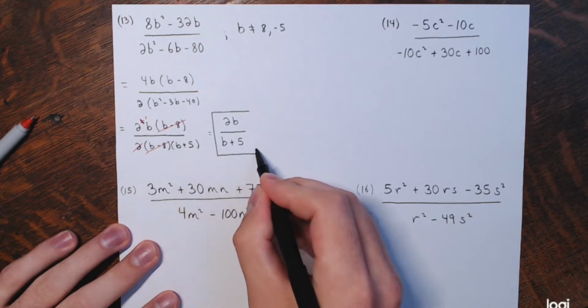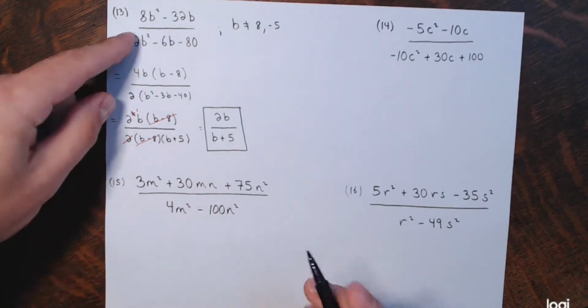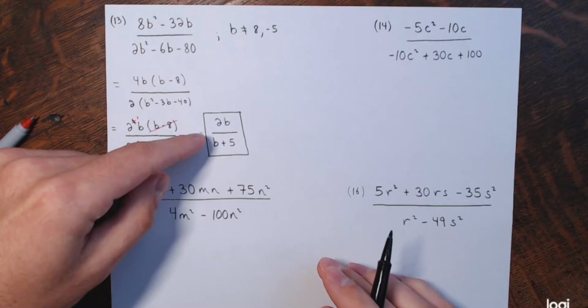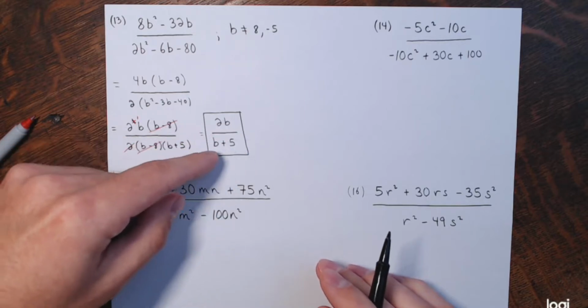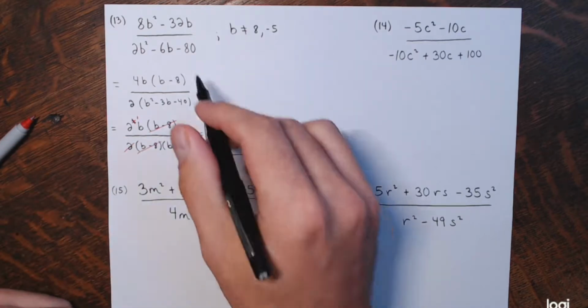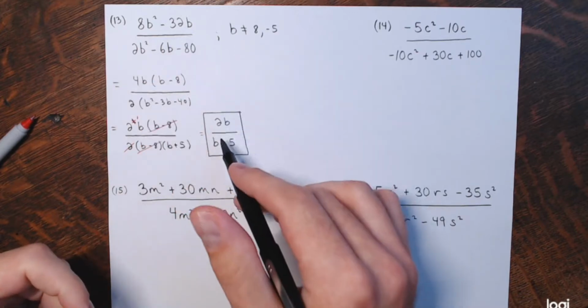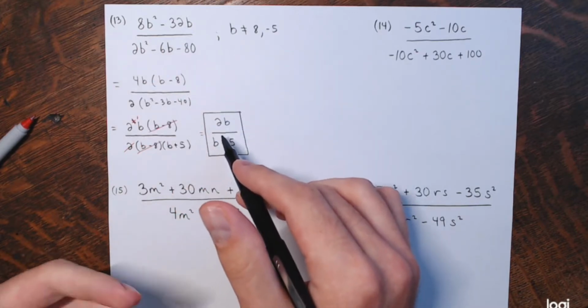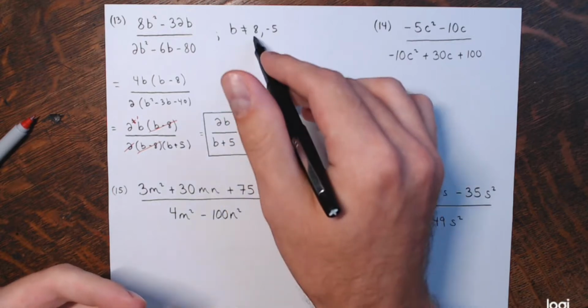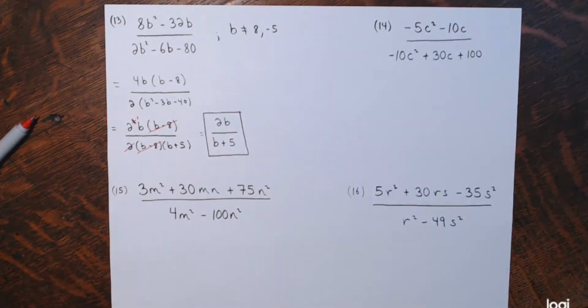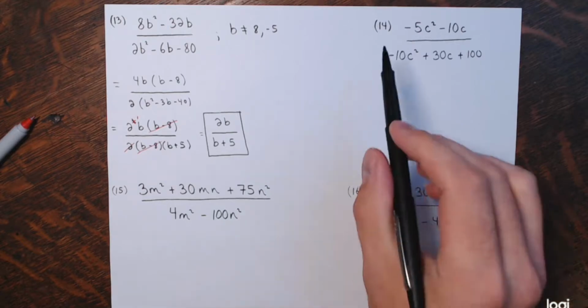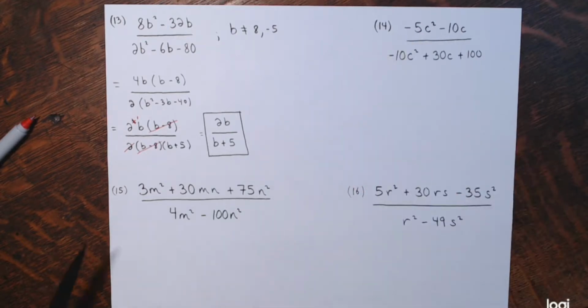And there we go. Right, so the value of this fraction I was given is equal to 2b divided by b plus 5. And this is for every value that's allowed. Right? These should be equal when you replace b with any number you want, except 8 or negative 5. Okay. Now, example 14. Same stuff.